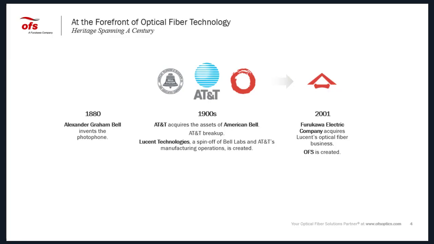And then in the 90s, AT&T acquires the assets of American Bell, and AT&T breakup. Lucent Technologies spins off Bell Labs, and AT&T's manufacturing operation is created. And then in 2001, Furukawa Electric Company, which is a Japanese company, acquires Lucent's optical fiber business, and then OFS is created. So you can see here this mix between the American heritage and the Japanese heritage.